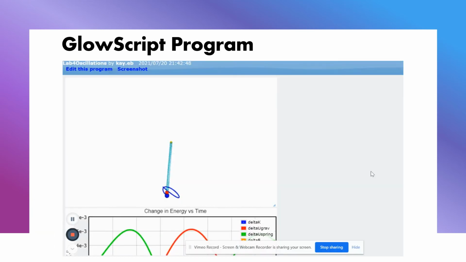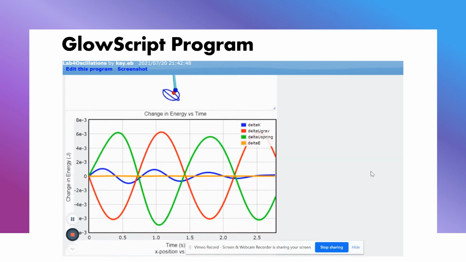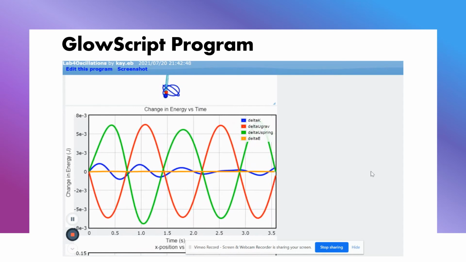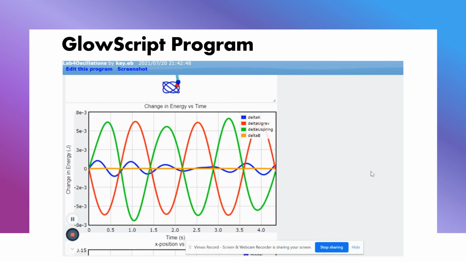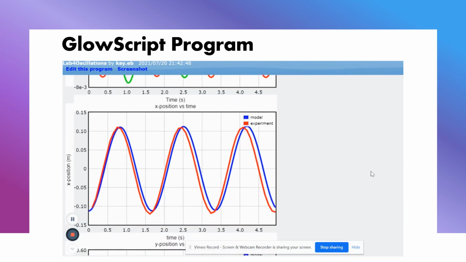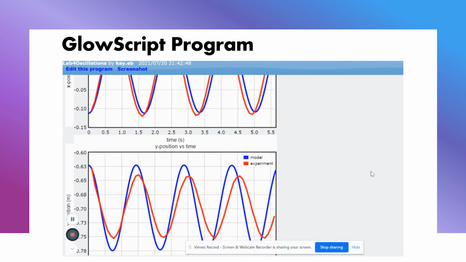This is my GlowScript program running. The animation shows the model ball in blue and the experimental ball's position in red. You can see that their paths are very similar, indicating that the model is a pretty good representation of the observed position. Next is the graph of the different energies with spring potential in green, gravitational potential in red, kinetic in blue, and total in orange. You can see that changes in spring and gravitational potential energies are mirrors of each other, while the change in total energy is 0, both as expected.